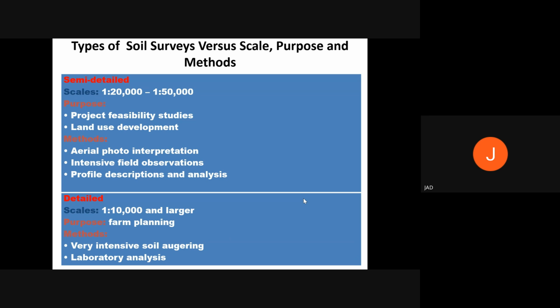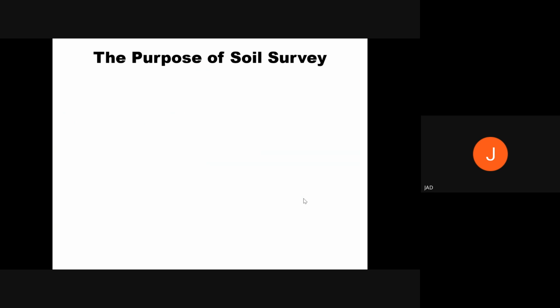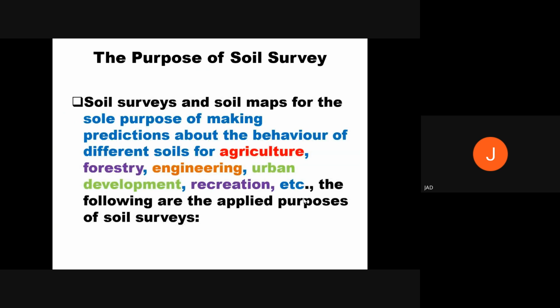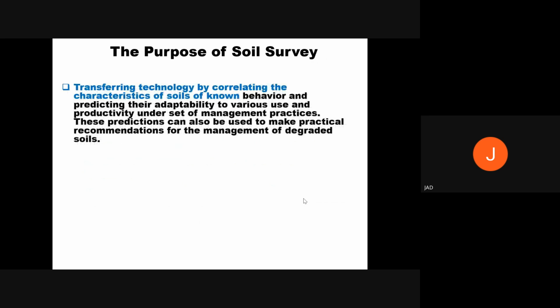Then we also have, what do you call it? So now the purpose of the soil survey is basically for agriculture, forestry, engineering, urban development, recreation, etc. Then transferring technology by correlating the characteristics of soils of known behavior, and predicting the adaptability to various uses. So the purpose is in detail.